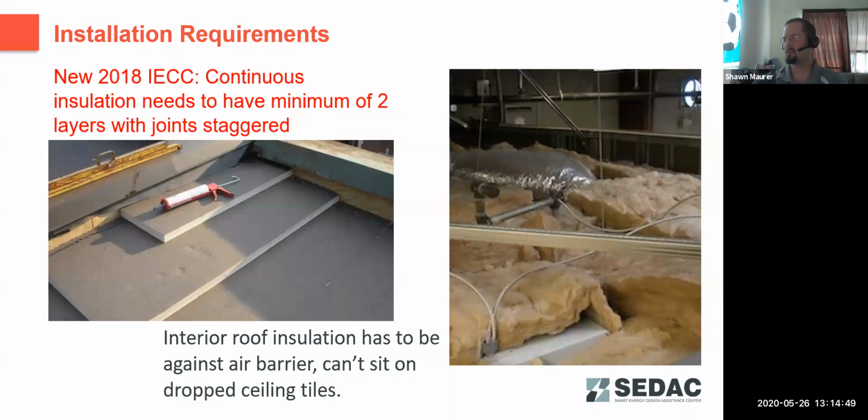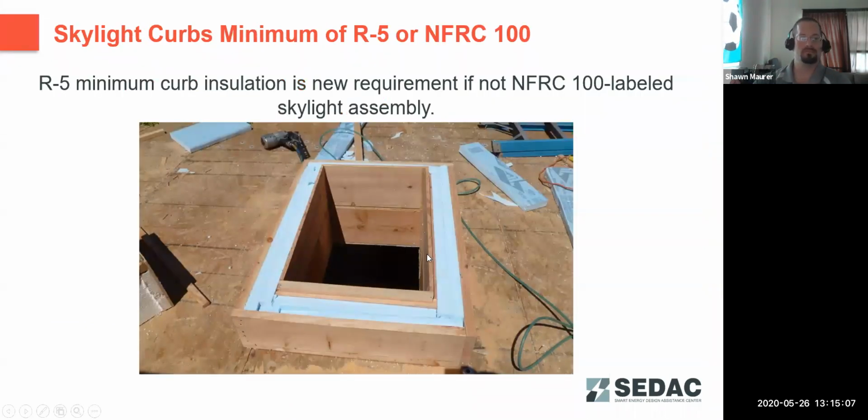Insulation that is sitting down on a drop tile ceiling does not count as part of the thermal envelope because air can move right through that. You don't get the thermal performance out of that insulation. Usually insulation in that position is used for sound dampening purposes and not as part of the thermal envelope of the building. Skylight curbs must have a minimum of R5 insulation in them, or the entire skylight assembly has to be an NFRC 100 labeled assembly for compliance with insulation requirements.